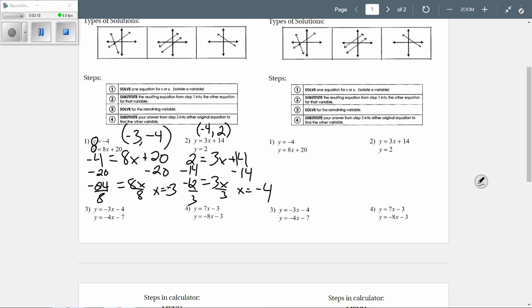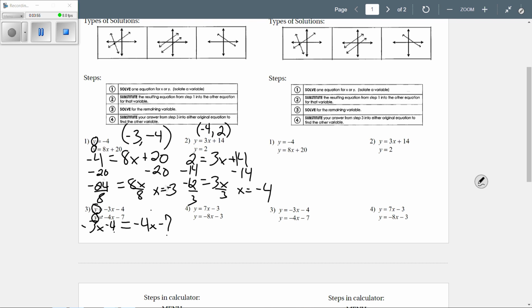But we look at number 3. We have 2 equations. But all we do is the same thing. We are going to set them equal to each other because they're both y, so they both equal the same thing. -3x minus 4 equals -4x minus 7. And here all we need to do is solve for x again. So we move one side over and then we move the other. What I mean by this is we need to get both x's, this and this, on the same side, and then both numbers, this and this, on the same side.